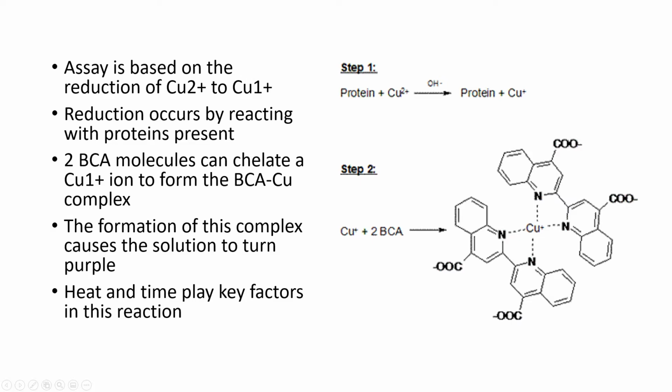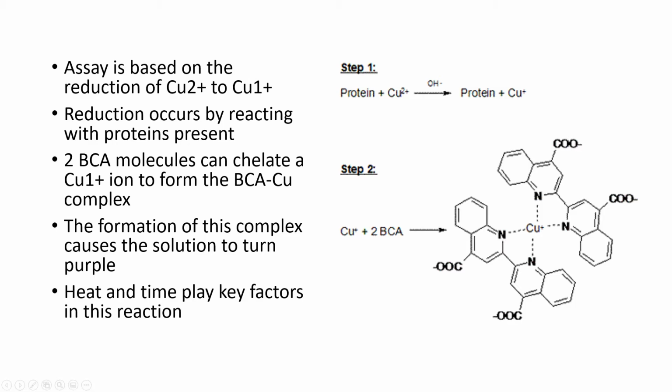Once this copper 1+ forms, it is actually chelated by two BCA molecules. And the formation of this copper 1+ BCA complex is what forms that purple color. So the more of these complexes that form, the darker the purple we're going to see in the solution. So this is how we can determine that the more purple a solution is, the more protein there should be.